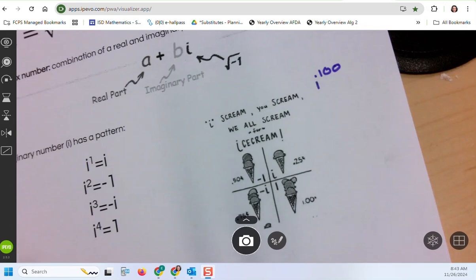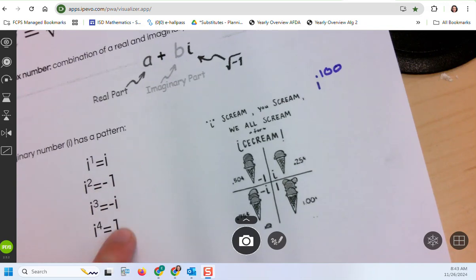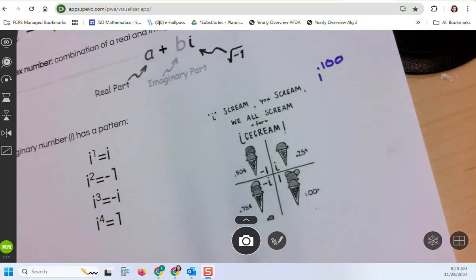I know that i to the first power is i, and I know i squared is negative 1. And what happens if I square negative 1? What do I get? 1, right? So if I square negative 1, I get 1. If I square i squared, I get i to the 4th. So i to the 4th is just the number 1. Okay? i to the 4th is 1.